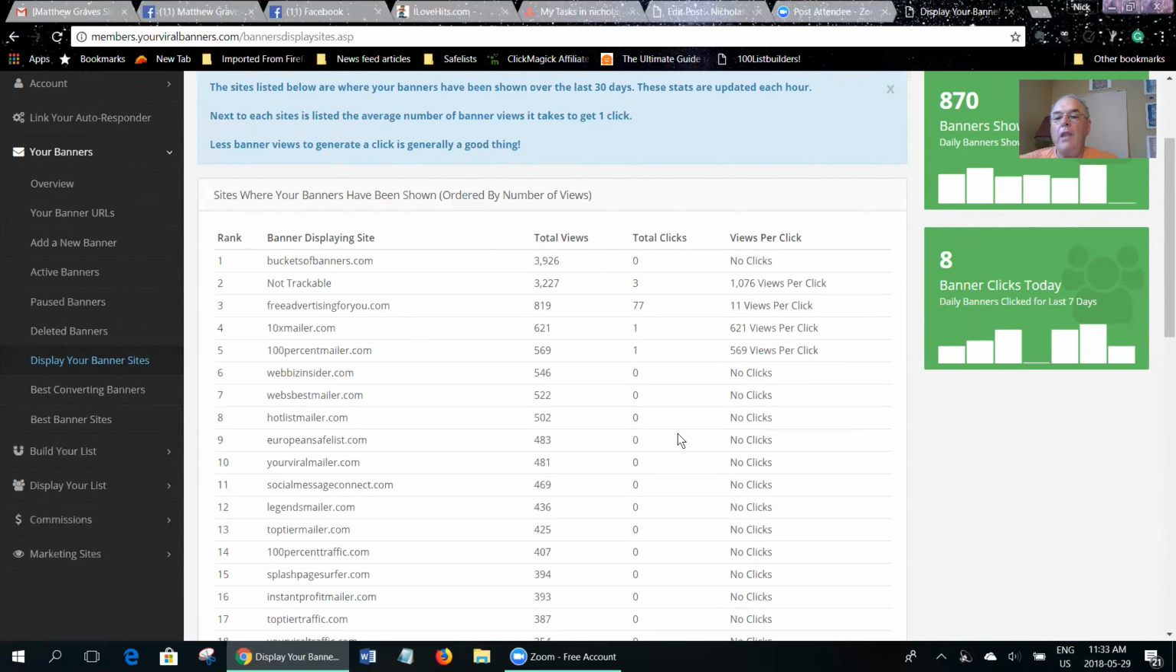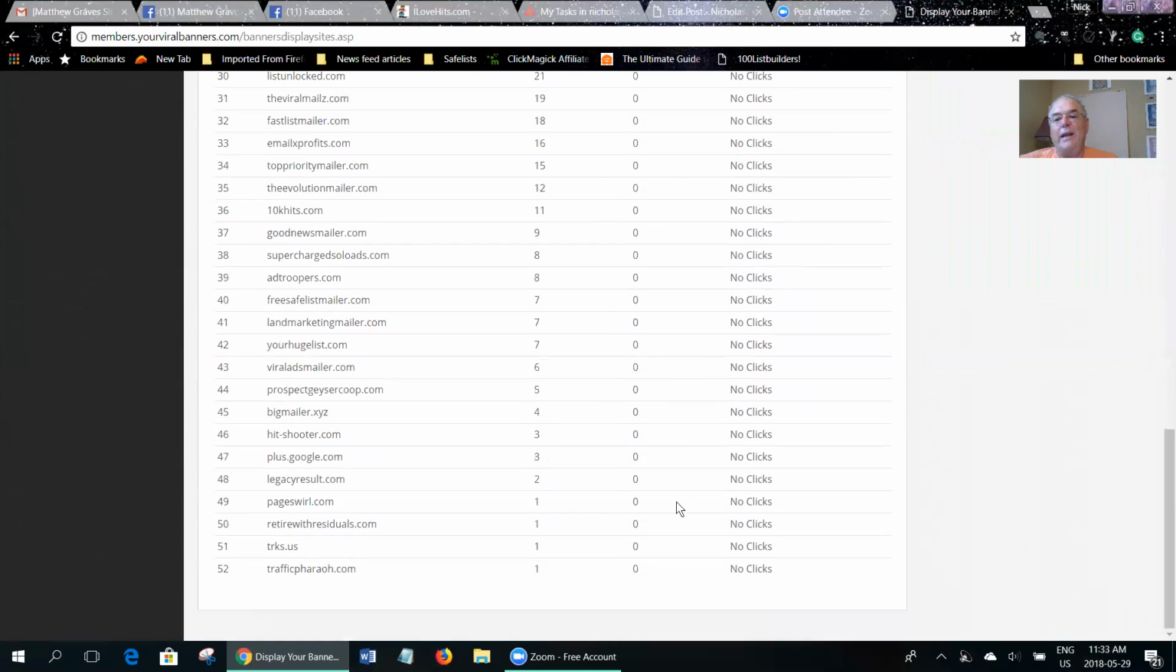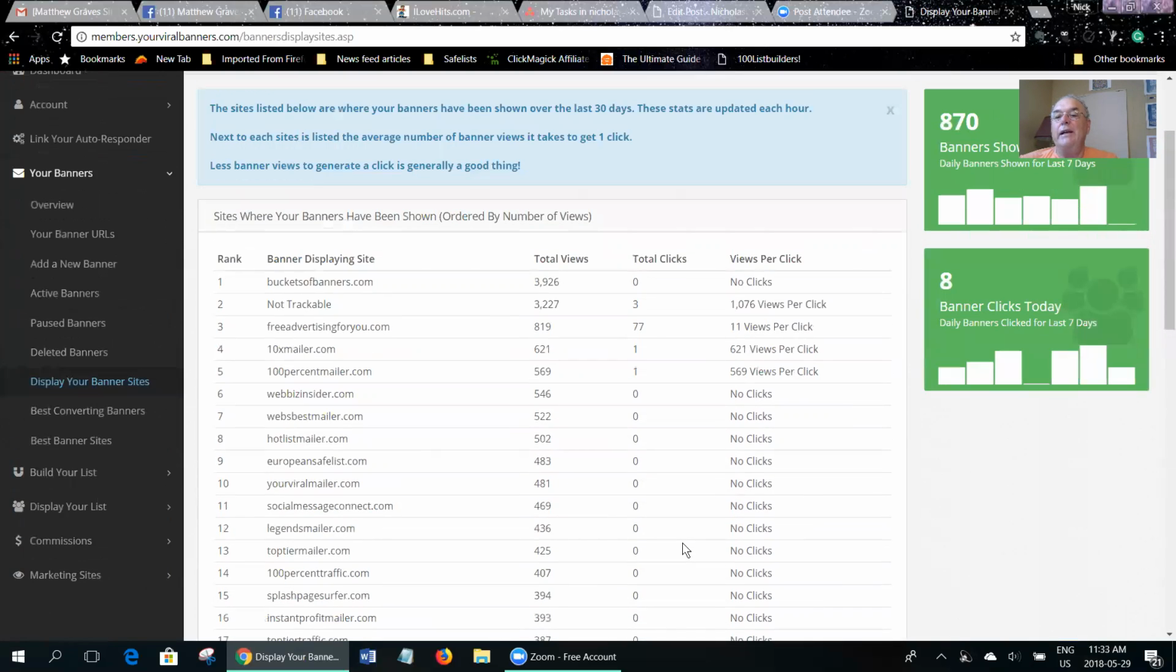So you can see there's not a lot of tracking data here, but it gives you an idea of what's most effective. And obviously for me, it's free advertising for you. But what I want to point out here is bucket of banners. I purposely spent some money there because on and off, over the years, I've been using Bucket of Banners to advertise banners. And I wanted to see, using this new system, just what was happening through there.